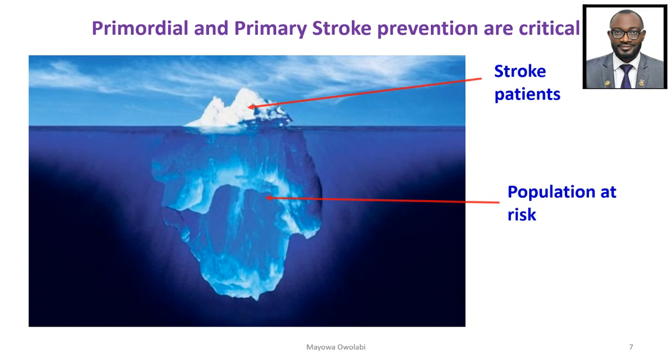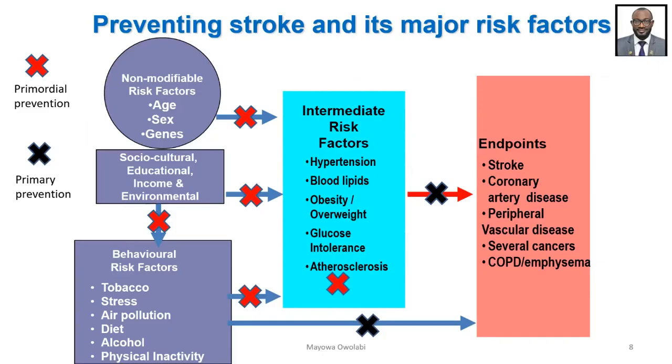Targeting just acute care and rehabilitation would only help us to deal with the tip of the iceberg, because the population at risk of stroke is enormous and multiple times bigger than those who already developed stroke. And that is why we are focusing on primary and primordial prevention. So they are really very critical tools to reducing the global burden of stroke, and indeed other cardiovascular diseases which share similar risk factors.